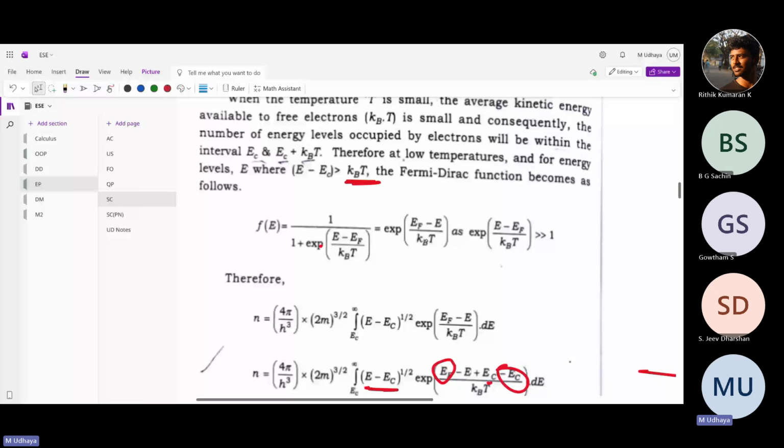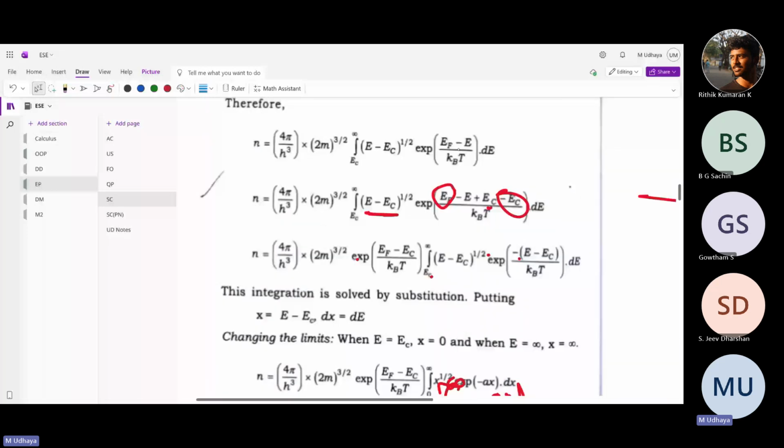Getting that logic? Yes. So e to the power of minus E by kT was the Fermi function, done. The density of states, root E, was (E minus Ec) to the power 1 by 2. Very good. Superb. We did everything. But something we lack. What is that? We put everything in terms of EF and all that.